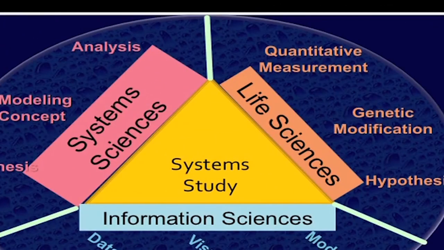System study and model building. Systems science includes synthesis, modeling, concepts, analysis. Life science disciplines provide quantitative measurements, genetic modifications, and deriving some hypotheses. Information science enables the visualization, the modeling tools, and different databases. This model building as an aid to understand the complex system is very useful for system level investigation.